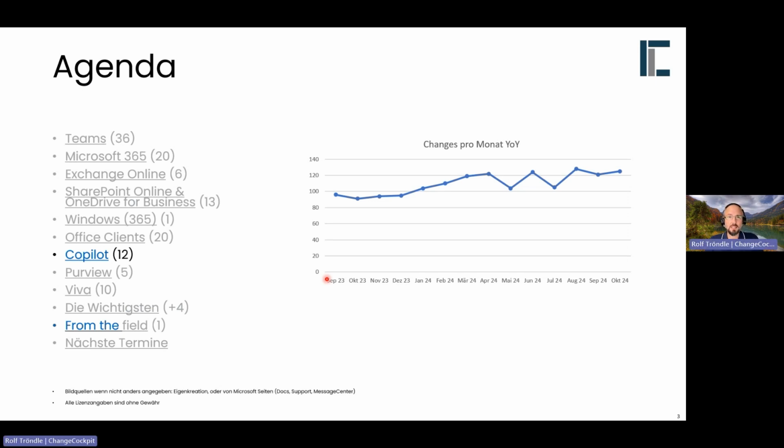Then from the agenda, we have 125 changes this month to announce in the full Change Cockpit version. As you can see here, the distribution from the workloads. But this is the Copilot edition, so we will talk about the following 12 changes which are rolling out this and in the following month.